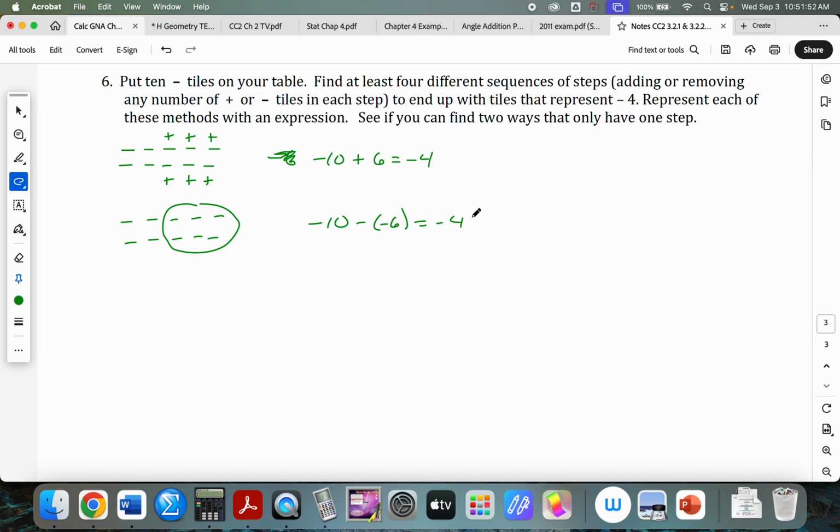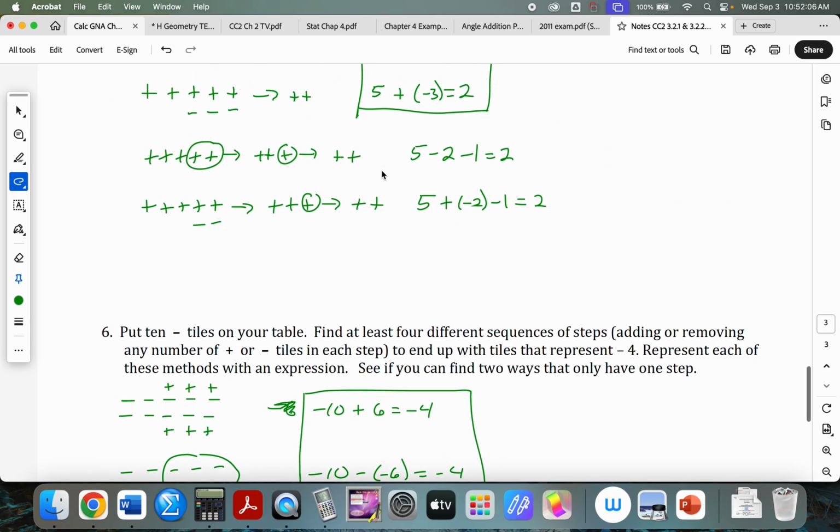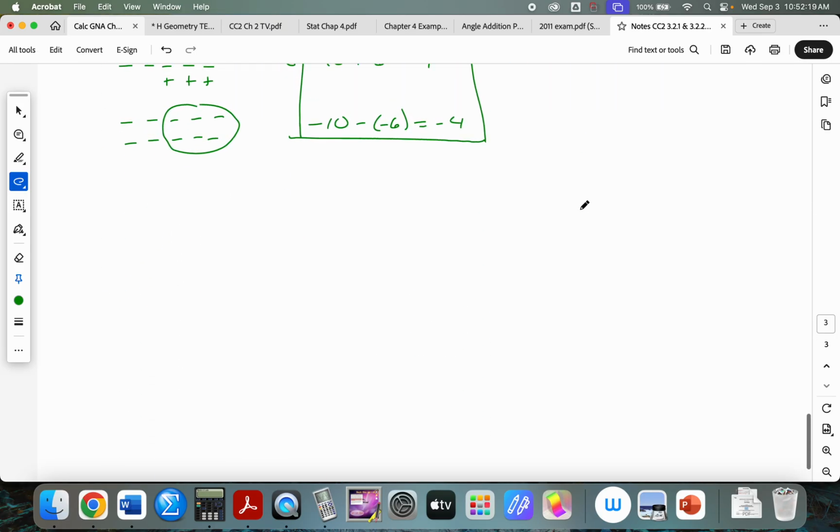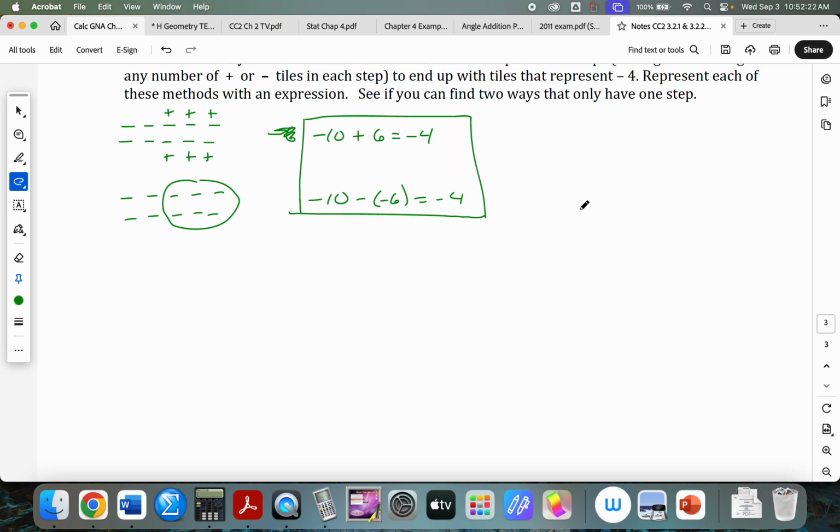I'm not going to bother with the other 2 ways, but these are the 2 that I want you to see. If I'm subtracting negative tiles, it's the same thing as adding on that many positive tiles. If I'm subtracting positive tiles, that's the same thing as adding on that many negative tiles. Okay? We're going to use that idea quite a lot over the next few days. All right, let's quiz.